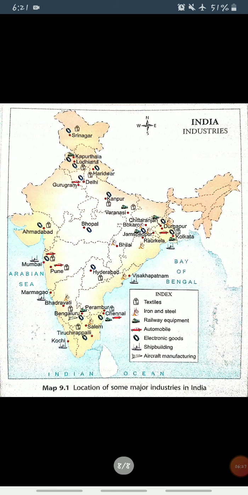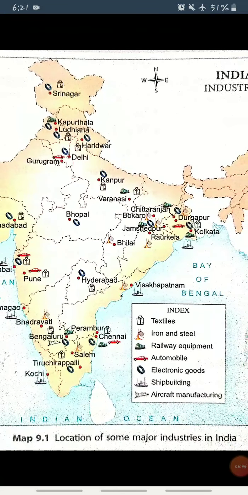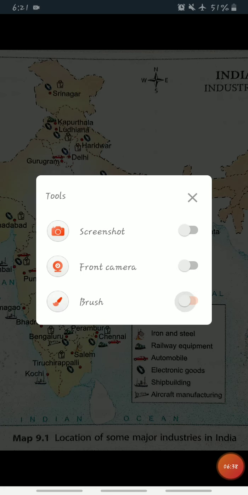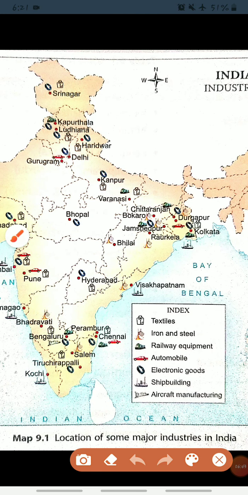Yes, now you can see in the map, this is the map. So here you can see some symbols. Let's wait. See, these are some symbols. This is for textile, iron and steel, railway equipments. So using these symbols, you can find the industries in India and the location of these industries in different areas.